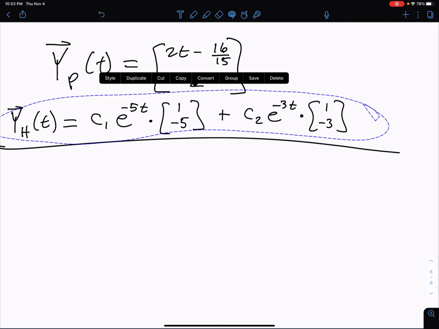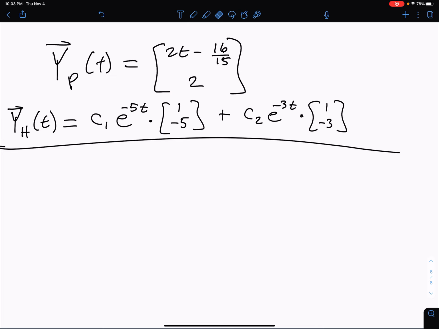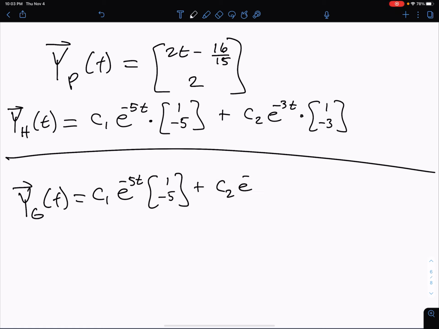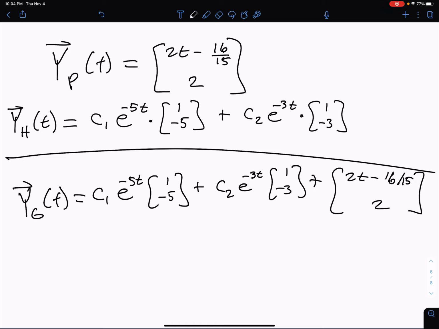Let's paste that down. So my general solution then should just be the sum of the homogeneous and the particular solution here. So I've got C1 e to the negative 5t times (1, negative 5) plus C2 e to the negative 3t times (1, negative 3) plus my particular solution, which is (2t minus 16 over 15, and 2). And that's the general solution.